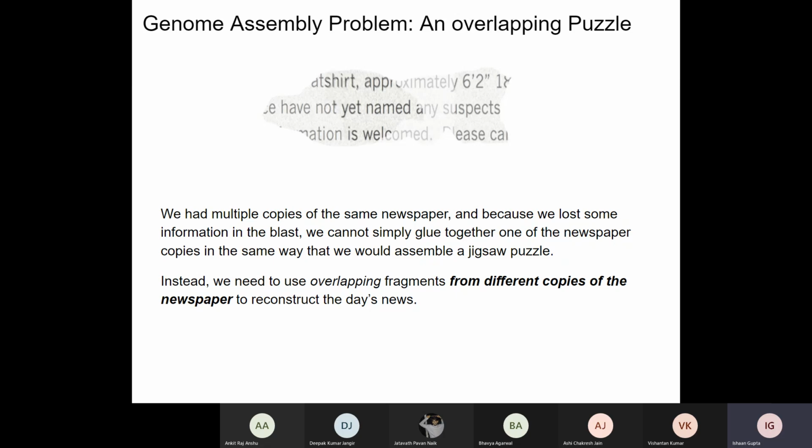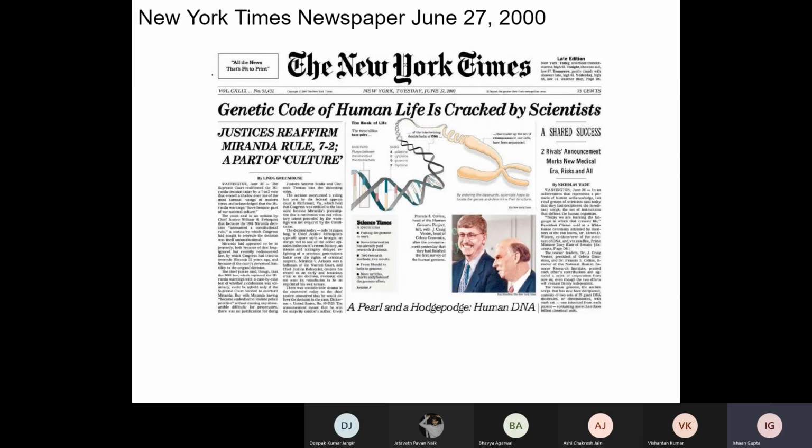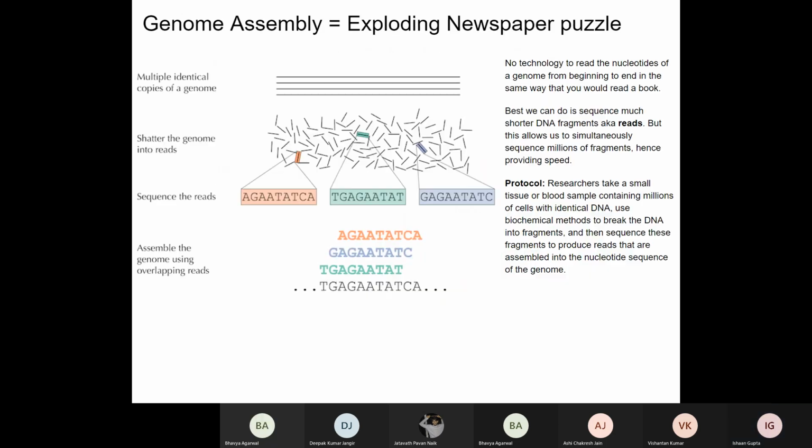You have a genome which is randomly fragmented into smaller DNA fragments, which you overlap and you try to reconstruct the original genome sequence. So this was the newspaper that was published on 27 June 2000. That was the announcement of the human genome.